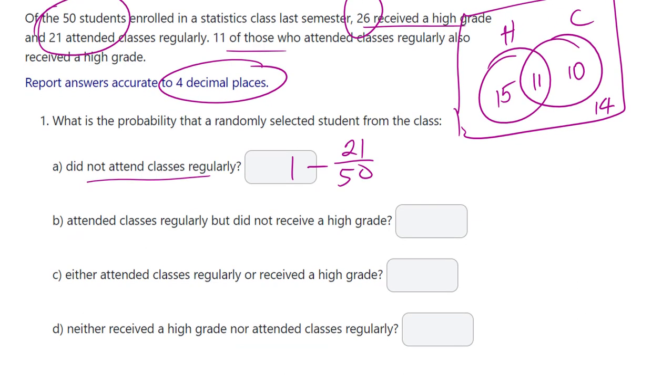Now, part B, attended classes regularly but did not receive a high grade. People that attended classes regularly are here and they did not receive a high grade. We have 10 of them here. So we have 10 divided by 50 there.